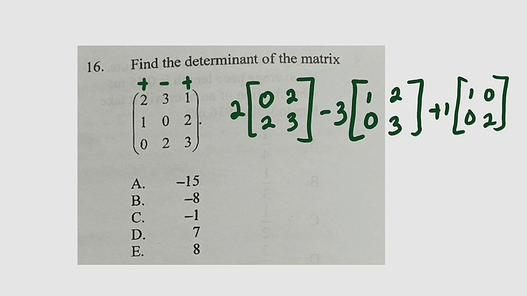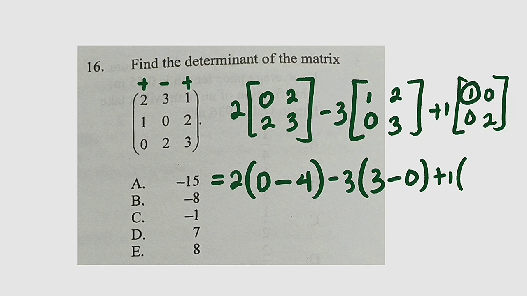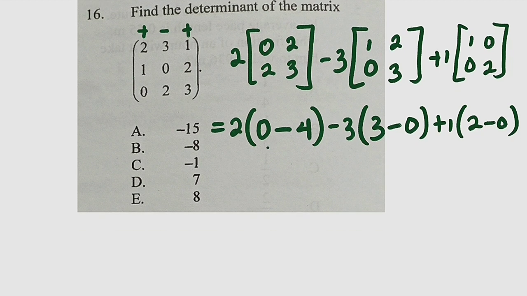So now let us compute the determinant. The first one is 2 multiplied by 0 times 3 is 0, minus 2 times 2 is 4, minus 3 times 1 times 3 is equal to 3, minus 0 times 2 is 0, plus 1 times 1 times 2 is 2, minus 0 times 0 is 0. Let's simplify. 0 minus 4 is minus 4. And minus 4 times 2 is minus 8. So this is minus 8.